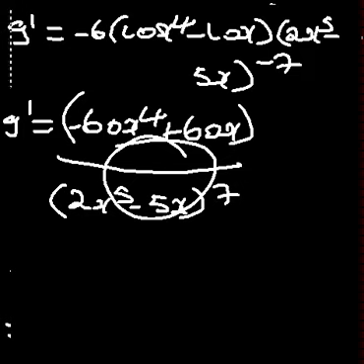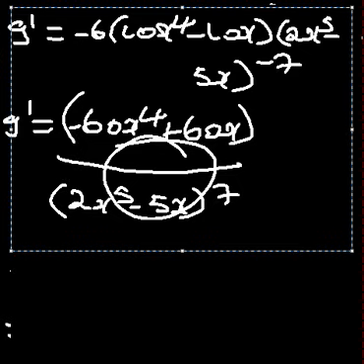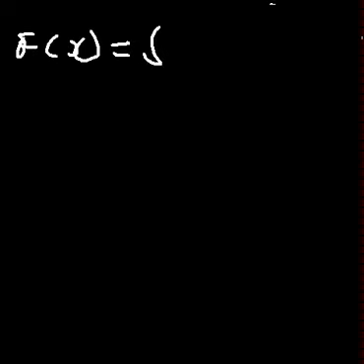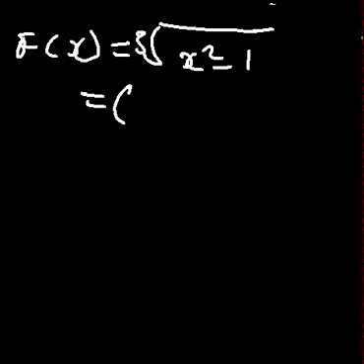And how about if we have this case also? Let's say we have f of x equal to the cube root of x squared minus 1. Now what is the derivative of this function? First thing, we have to rewrite it according to the laws of indices. That will be given as (x squared minus 1) to the power 1 over 3.